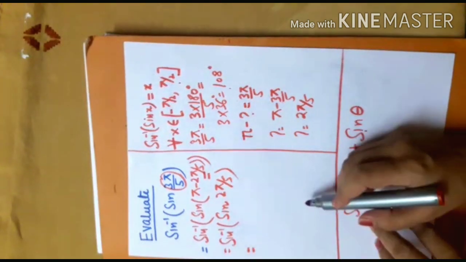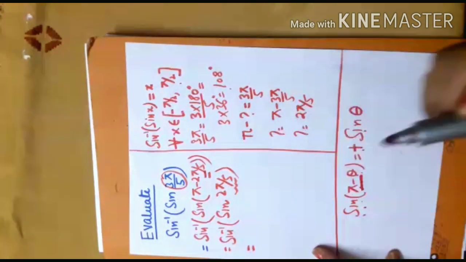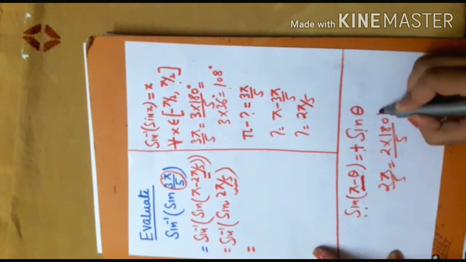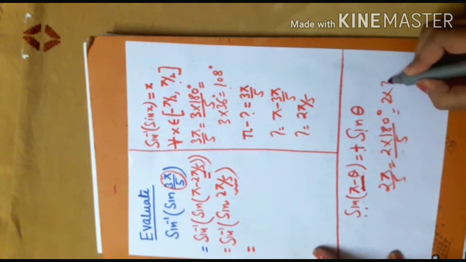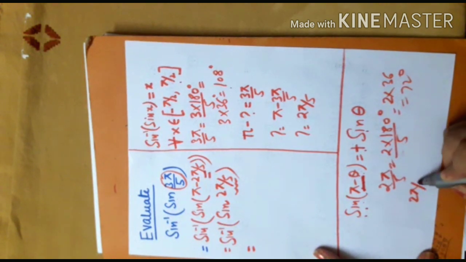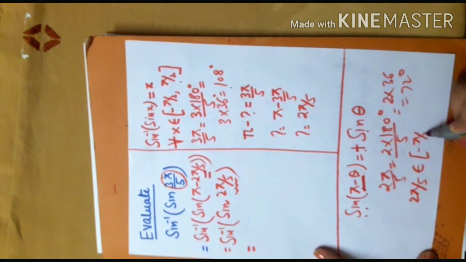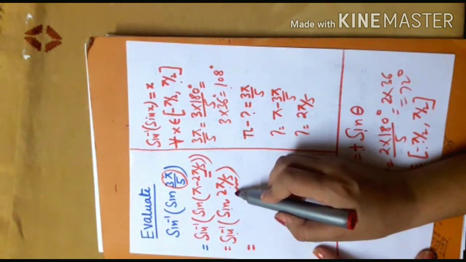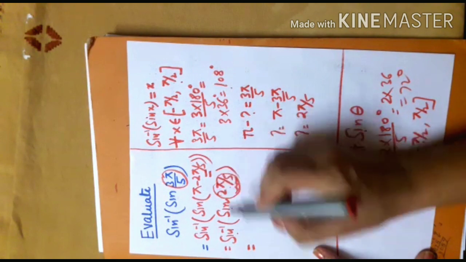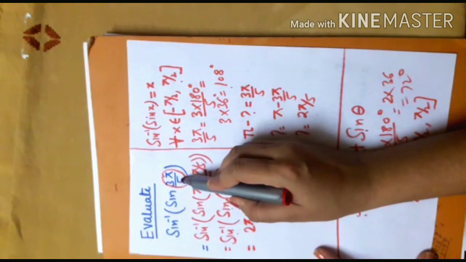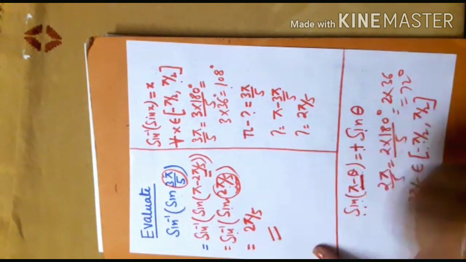Now you can see this angle 2 pi by 5. 2 pi by 5 will be 2 into 180 by 5 degrees, which will be 72 degrees. And now you can see this 2 pi by 5 belongs to the closed interval minus pi by 2 to pi by 2. Therefore, sine inverse sine x will be equal to x, and the role of x is being played by 2 pi by 5. So sine inverse sine 3 pi by 5 is equal to 2 pi by 5.